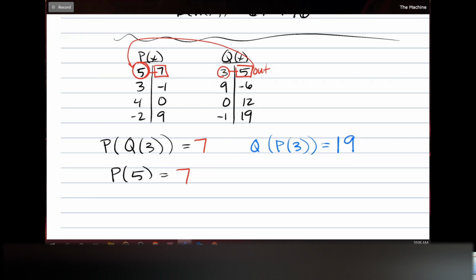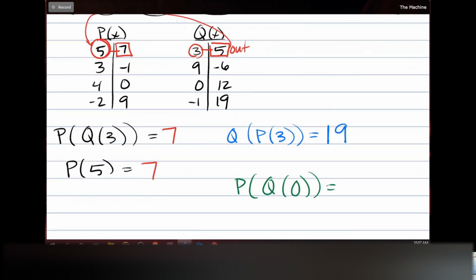Okay, here's a challenge one for you. I want to do P of Q of 0. Oh, I see. That makes total sense. What's the answer? I'm ready for this test.